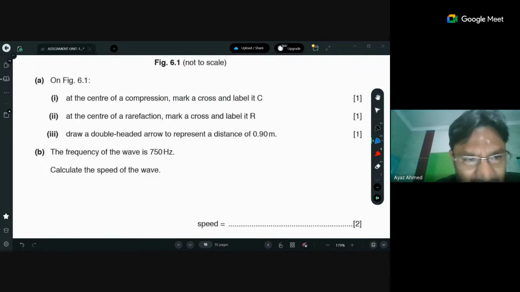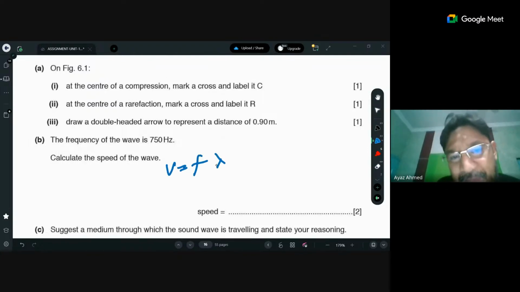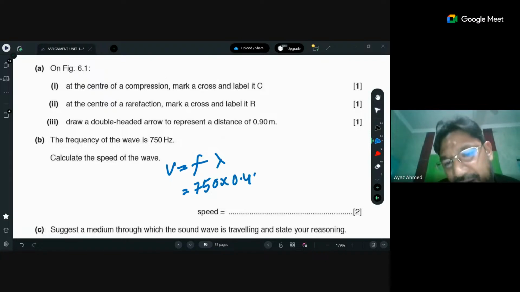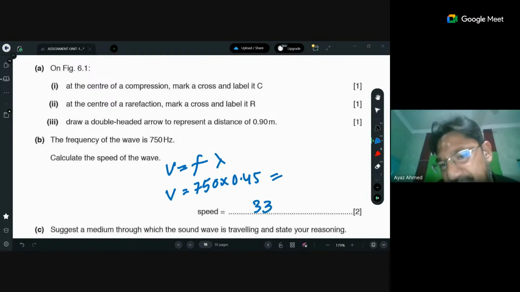Got it? Then the frequency of the wave is 750 hertz. Calculate the speed of the wave. So the easy approach is by using v equals f lambda. You can calculate the speed of your wave. Frequency is 750 times wavelength 0.45. I will require calculators from your side. Yes, 337.5.